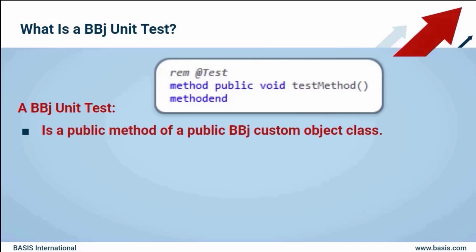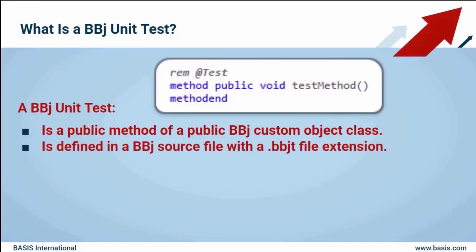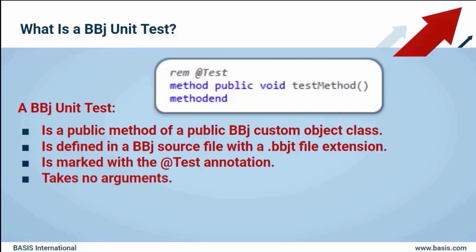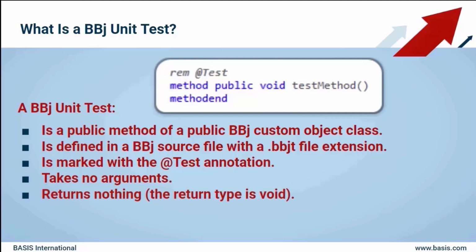So to make it a unit test, the method has to be a public method of a public BBJ custom class. It has to be defined in a BBJ source file that has a .bbjt file extension, and Eclipse will do this for you automatically. If you tell it to create a BBJ unit test file, it will do that. The method also has to be marked with the @test annotation, as you see there. And the method can take no arguments. Notice there's nothing between the opening and closing curved brackets. And it can return nothing. So the return type is void, meaning you cannot return anything.